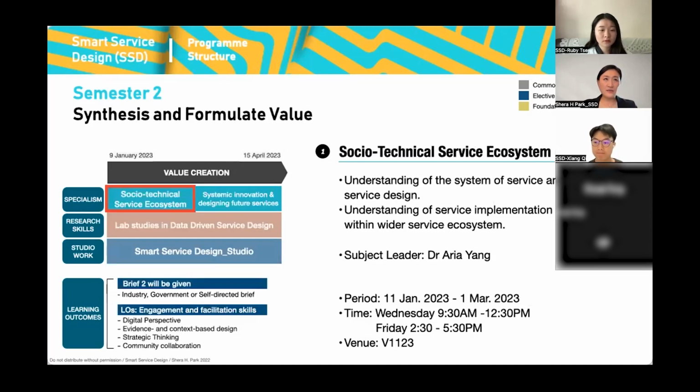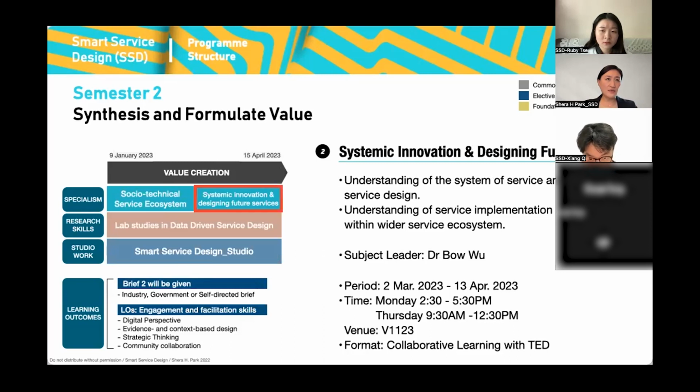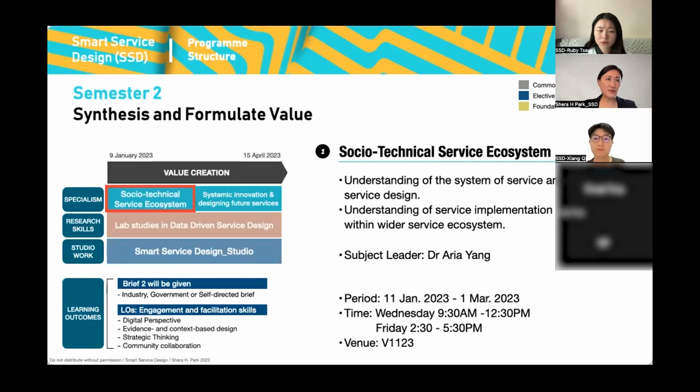So in semester 2, equally the part-time mode, year 2, 2 specialisms running together. One is socio-technical service ecosystem. The other one is systemic innovation and design future services. So the previous one, the service ecosystem, is very much about the subject that helps you to know not only just the service itself, but what's the ecosystem around the service that you are engaged. So it would give you the basic understanding, the wider understanding of the service ecosystem.